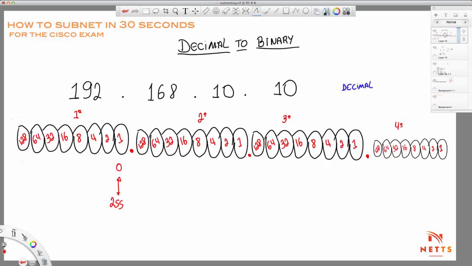Any number, just doing the combinations of zeros and ones. So let's check how we're going to make the first one, how we're going to make the 192. I always like to start from left to right. Some people like to start from right to left. It's personal, and I just always did it like this.